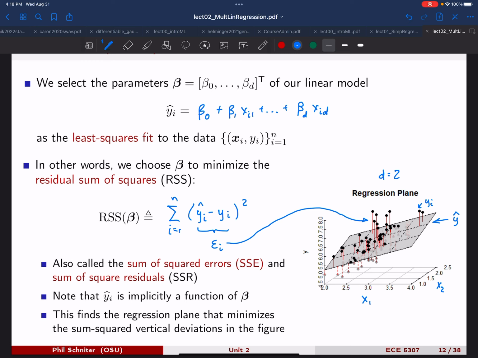Question? Yep. Should it be yi minus yi hat? Or is it different? It doesn't matter because of the square. Oh, that's true. Yeah. So I changed it just because I wanted to define the epsilon in the same way that I think we did in the previous unit. I think it was defined yi hat minus yi. You don't actually need to define epsilon, but I'm just wanting to relate it to the picture on the right. Okay, good. No other questions?